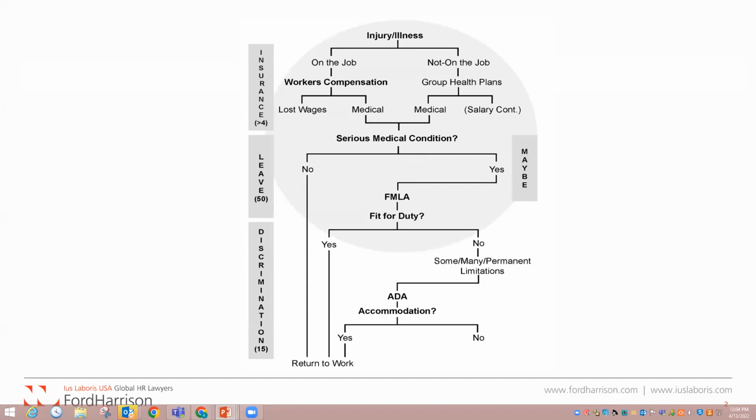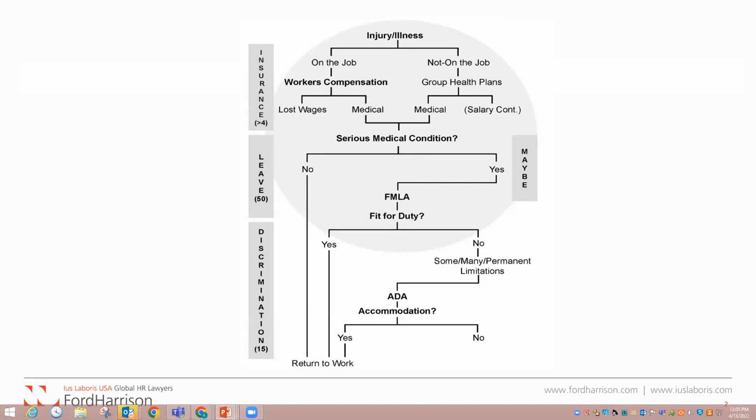So when an employee has an injury or illness, you have your two sides. Was it not on the job? Okay, it's great, it wasn't on the job. The only thing that's going to come into play is coverage under a group health plan, medical treatment. If it's on the job, you have workers' compensation, and that's what you pay your workers' compensation premiums for, so that they can cover lost wages and medical.